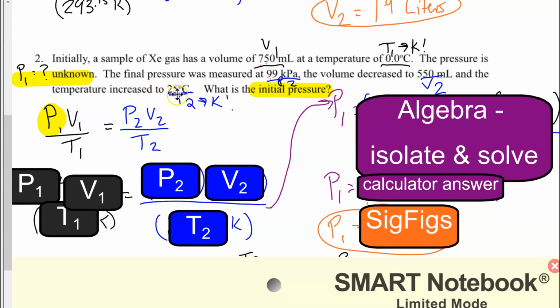And the temperature increased to 25 degrees Celsius, but we do have to get that to Kelvin because we can't ever have a 0 or a negative in the denominator. What is the initial pressure? So again, we're asking for that P1. So let's plug in what we know.